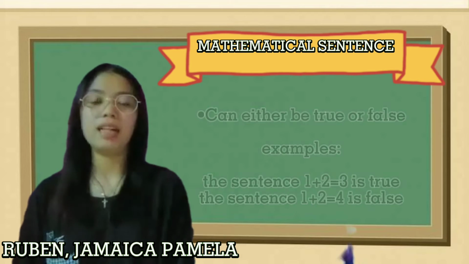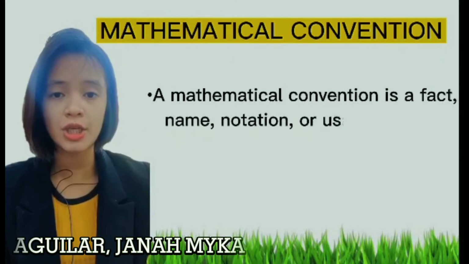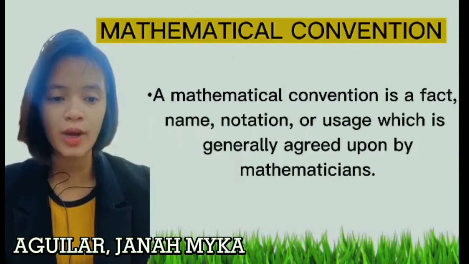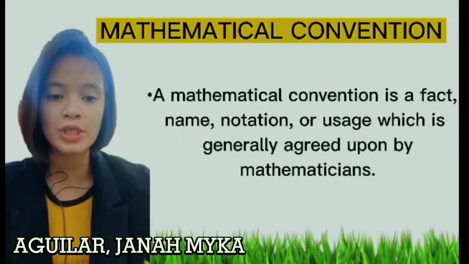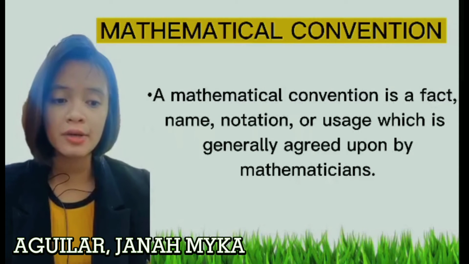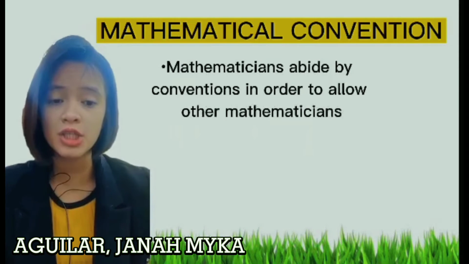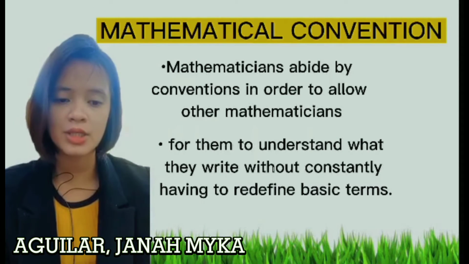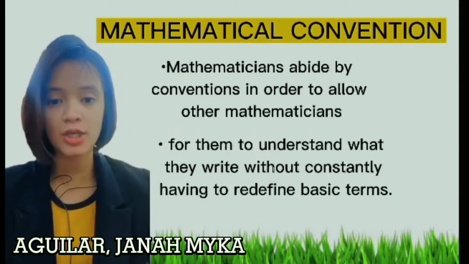That is a mathematical sentence. A mathematical convention is a fact, name, notation, or usage which is generally agreed upon by mathematicians. For instance, the fact that one evaluates multiplication before addition in the expression 2 plus 3 times 4 is merely conventional. There's nothing inherently significant about the order of operations. Mathematicians abide by convention in order to allow other mathematicians to understand what they write without constantly having to redefine basic terms. Imagine if every mathematical paper began with an explanation of PEMDAS.